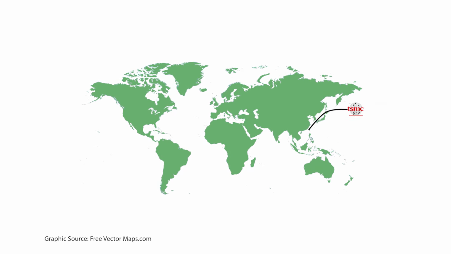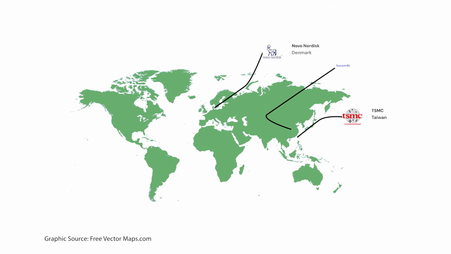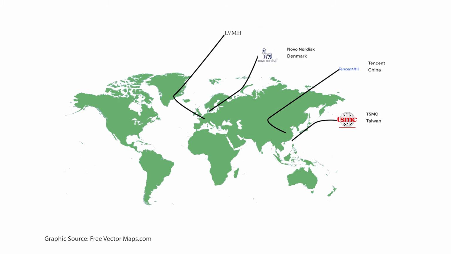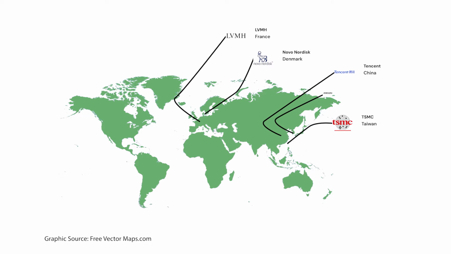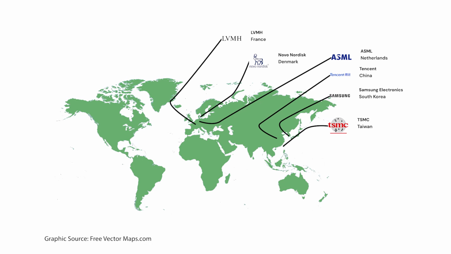These include Taiwan Semiconductor Manufacturing Company in Taiwan, Novo Nordisk in Denmark, Tencent in China, LVMH in France, Samsung in Korea, ASML in the Netherlands, and quite a few more elsewhere, for example. There is no guarantee that all of the best and biggest companies in the world will come almost entirely from America in the decades ahead.